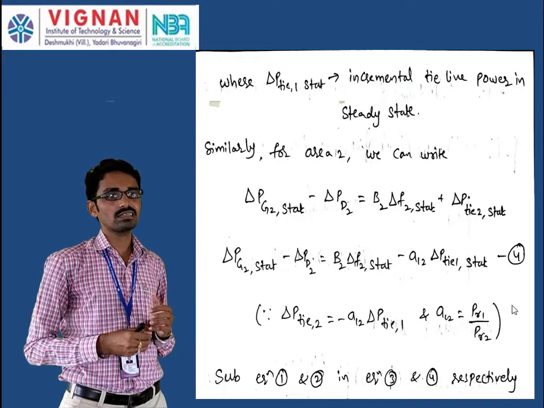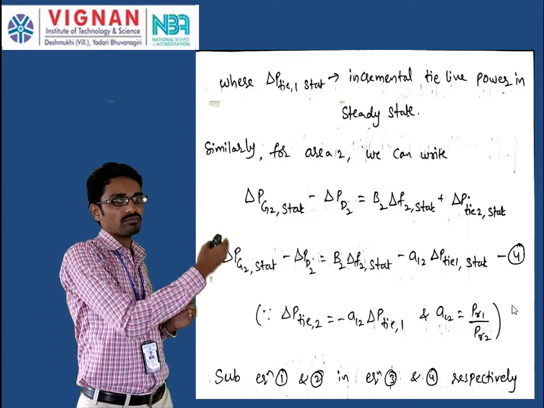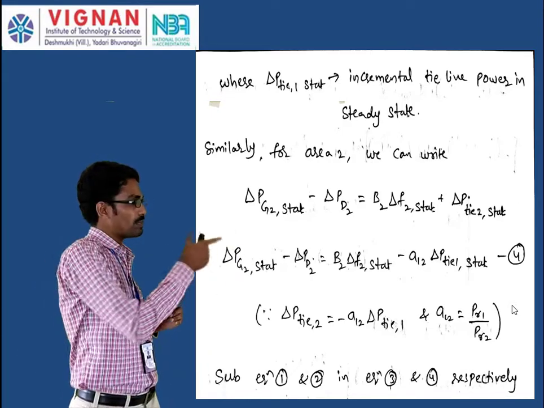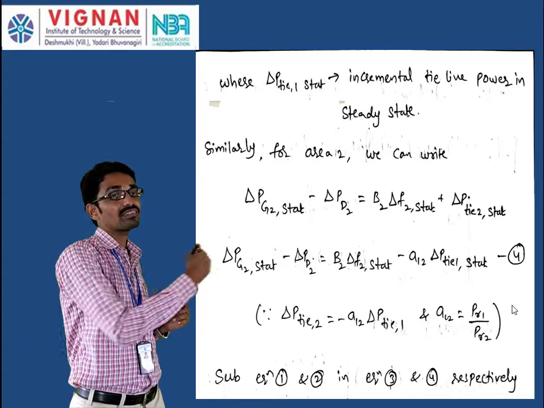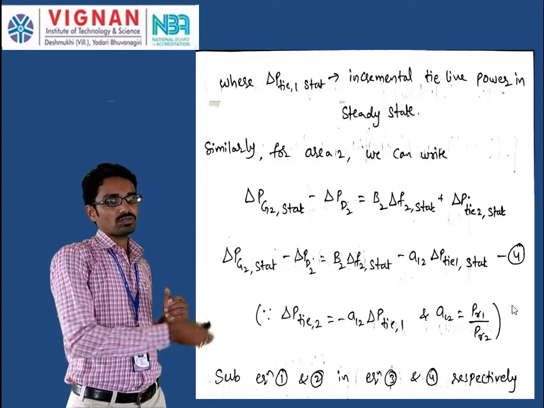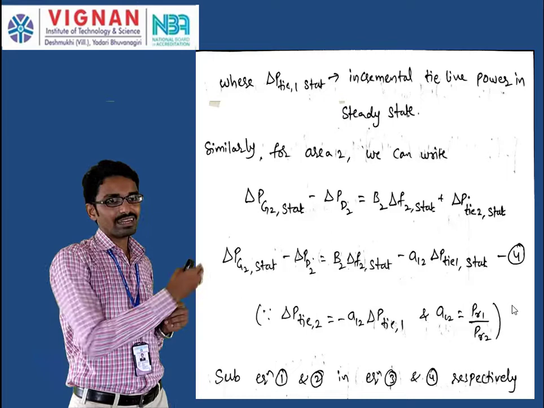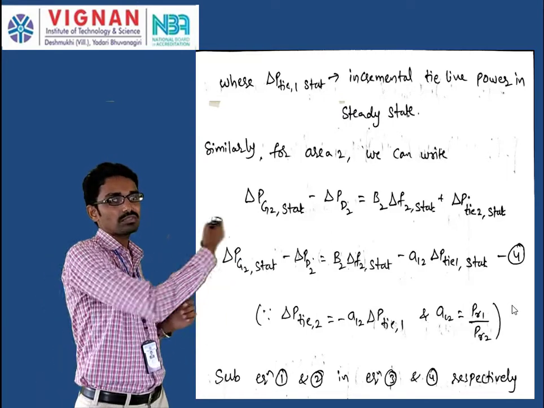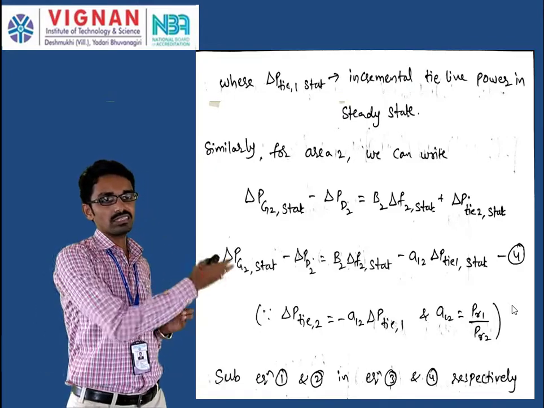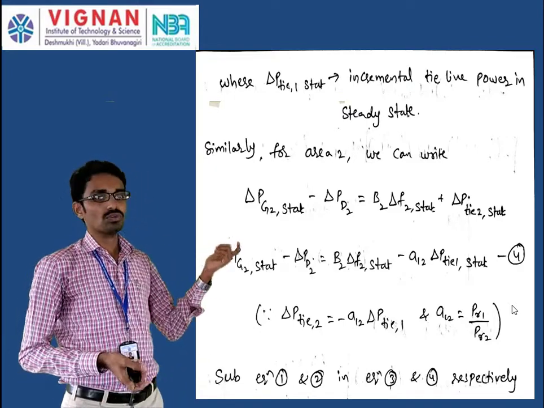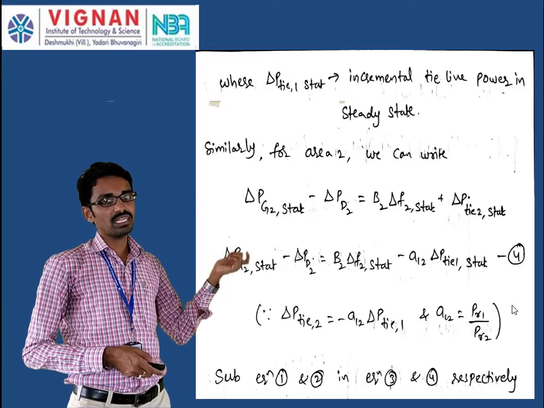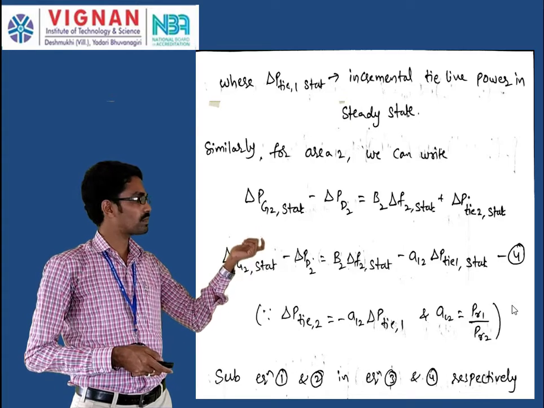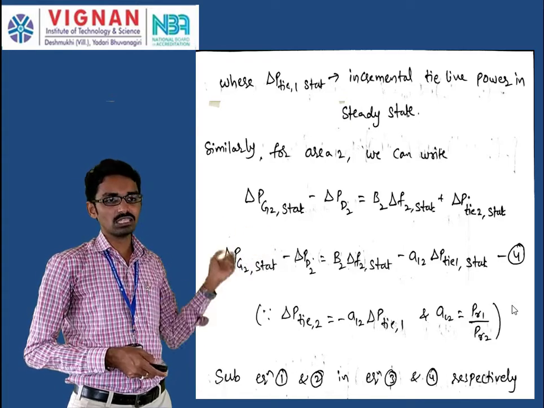But if we consider delta P tie 2 static value, it is nothing but minus a12 into delta P tie 1 static, that we know. So here I have given delta P tie 2 is equal to minus a12 delta P tie 1. I am just substituting that in equation 4. We are going to get the equation as delta PG2 static value minus delta PD2 is equal to B2 delta f2 static minus a12 into delta P tie 1 static value, that is equation 4.